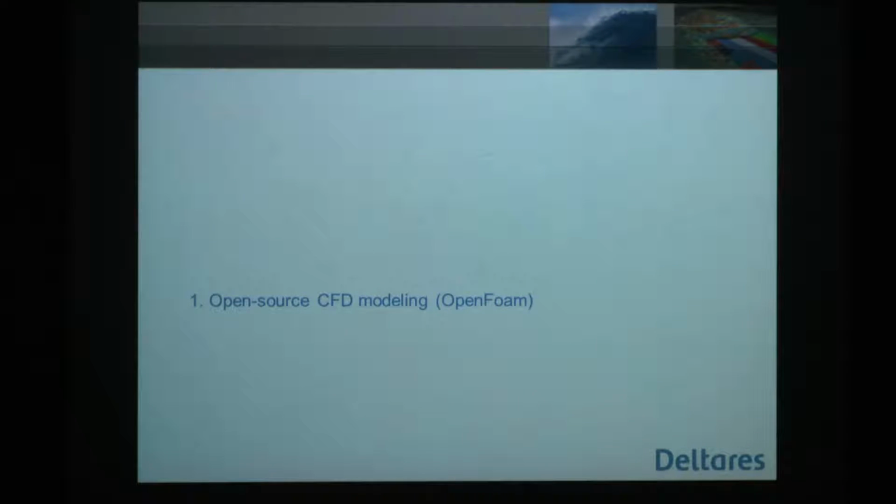So, first, what is OpenFOAM? Or as I have here in the title, open source CFD modeling. Within the last 10-15 years, OpenFOAM has gained quite a lot of interest, especially with universities and afterward at consultancies, simply because you can download the source code and work from there. And it's being used and validated quite heavily.